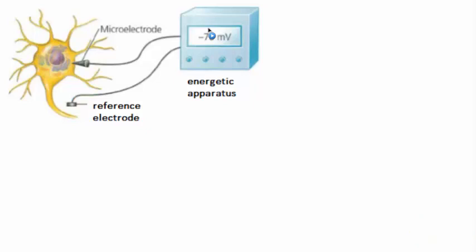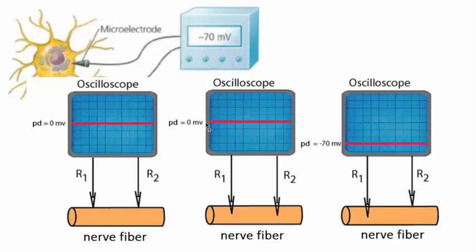This is the potential difference when the neuron is not receiving or transmitting any message, it is in its resting state. If we connect the nerve fiber to an oscilloscope, and both electrodes are connected to the outside, there is no difference. If both are connected to the inside, also there is no difference. But if we connect one to the inside and the other to the outside, we notice that the potential difference is -70 millivolt. This means that the nerve fiber is polarized: we have negative charge inside and positive charge outside.